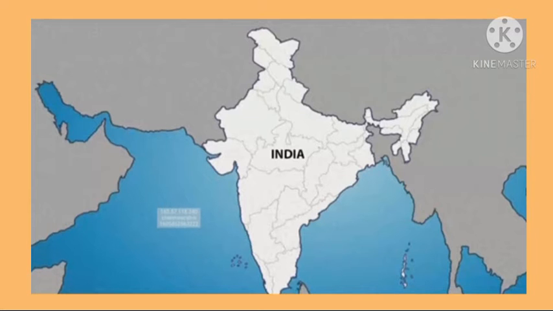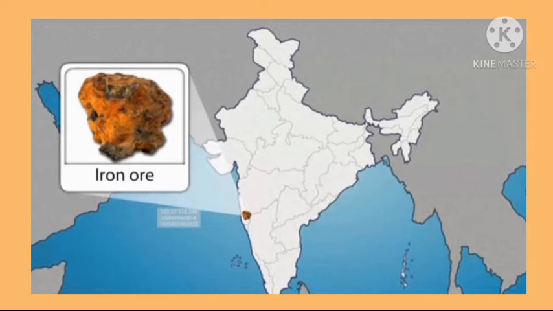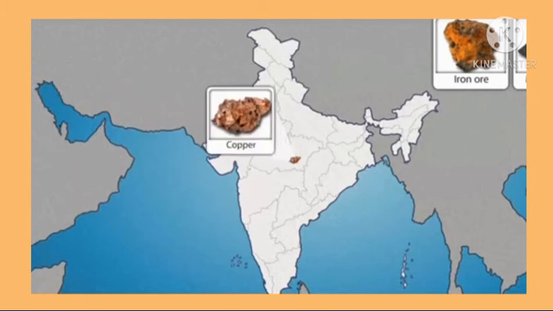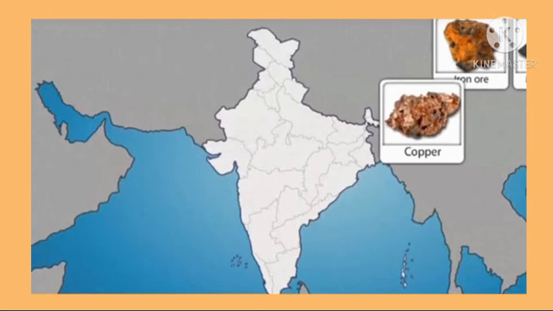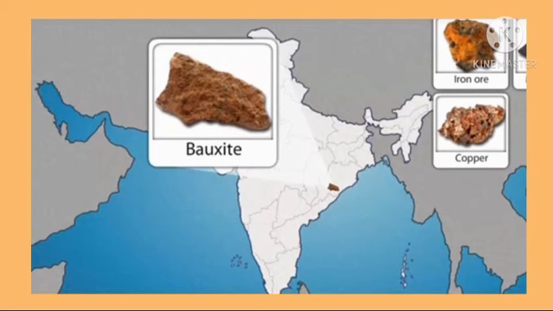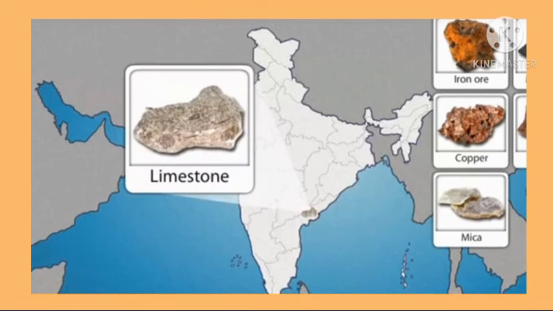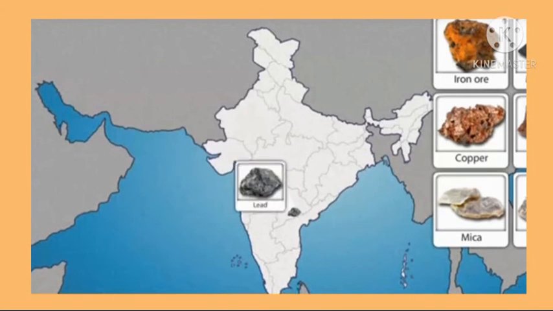Some of the major minerals found in India are iron ore, manganese, copper, bauxite, mica, limestone, and lead.